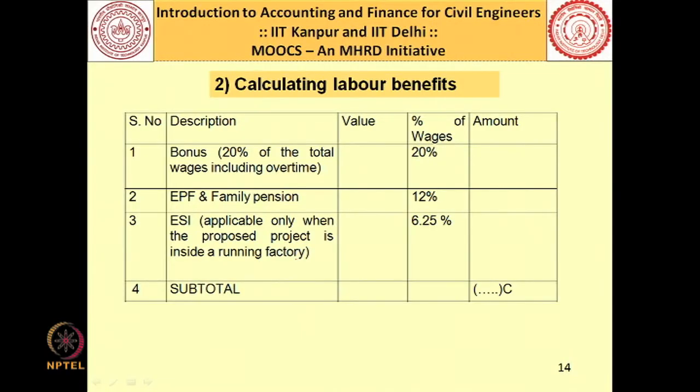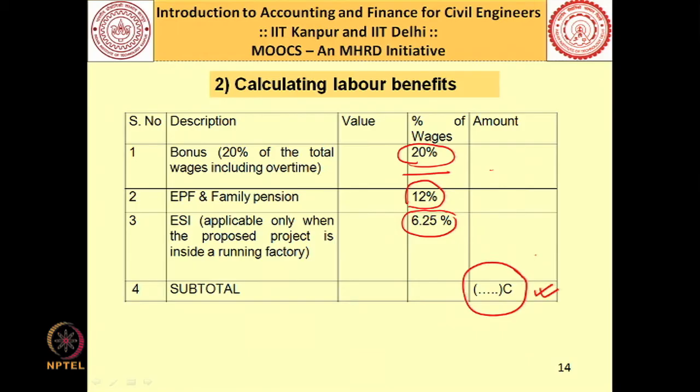Now, we will see some more examples. Once you have calculated the number of labors, we can calculate how much benefit we have to consider in our estimate. Whatever the wages, on average we can take 20% of that to consider for bonus. EPF, which is employees provident fund, and family pension, roughly we can take about 12%. ESI, which is employees state insurance, I will take about 6.25%. If you add all this, this is one part of labor benefit.